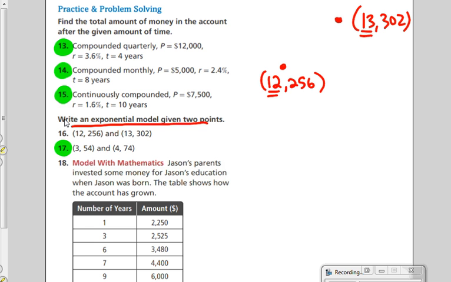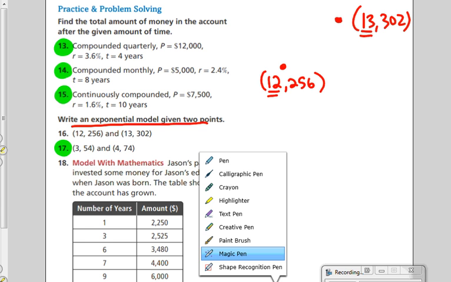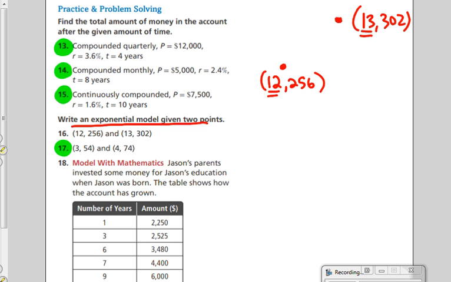Okay. So what we want to do is think about how this graph would be growing. Not if it was linear. If it was linear, how would you find the change? What would that be called? That'd be called the slope. But we want an exponential model, so that means we want to know what kind of curve might fit in between these points. That's what exponential growth might look like.